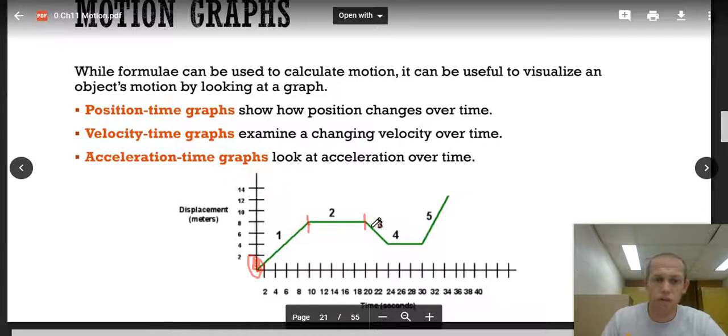Then from this stretch to here, so stretch 3, it looks like their position is going down. In other words, they're moving backward. Their velocity would be negative. It's a straight line, so it's constant. So it's constantly -2 the entire time. In stretch 4, it looks like they stop. The position is no longer changing anymore. So their velocity is constant because it's a straight line, but at 0. And then for stretch 5, it looks like they're changing their position again, and it's doing so with a straight line, so they are moving at a constant speed or velocity.